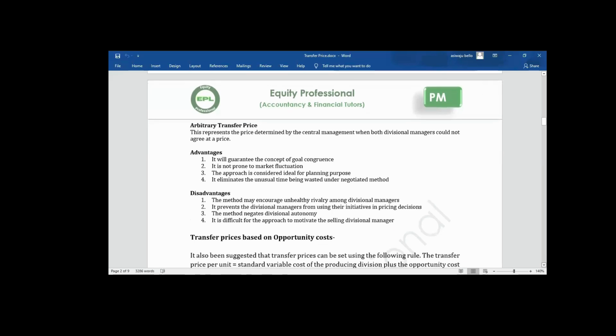Disadvantages. Of course, the method prevents or discourages initiative. The method negates divisional independence. The method is not motivational. The approach will not motivate the selling division. Like you are coercing division to do something. There's no motivation. And it could create unhealthy rivalry among divisional managers.